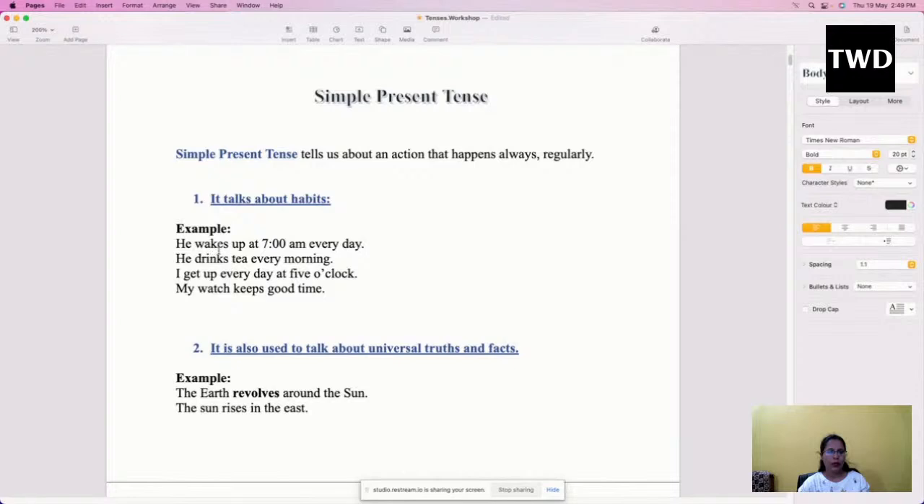So he wakes up at 7 a.m. every day. He is the subject, wakes is the singular form of the verb. The moment we add s with the verb, it becomes singular, as we discussed earlier. If you have missed yesterday's class, please go back, go through that video and then come and understand tenses, otherwise it will be difficult for you to understand this.